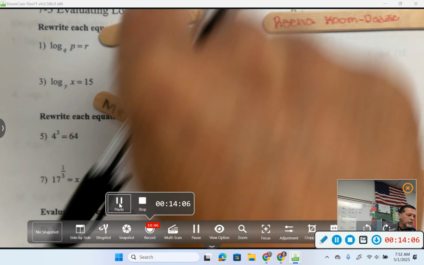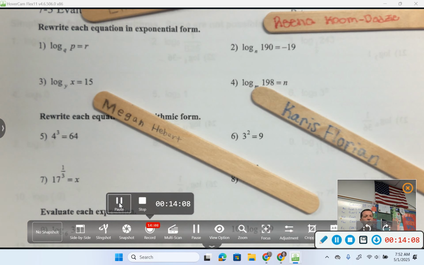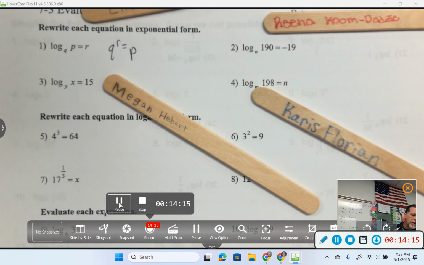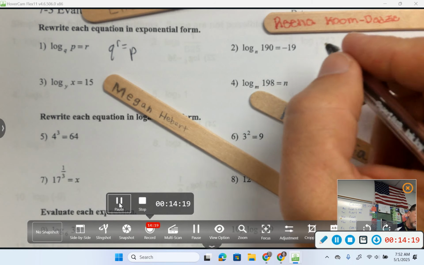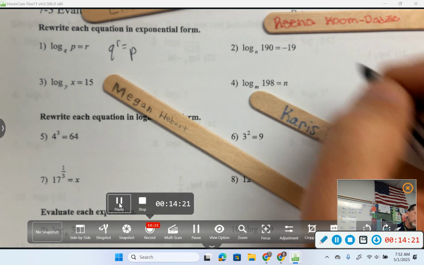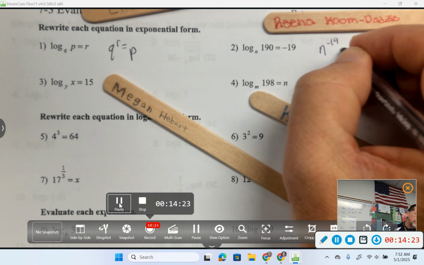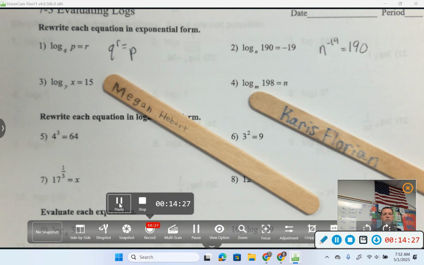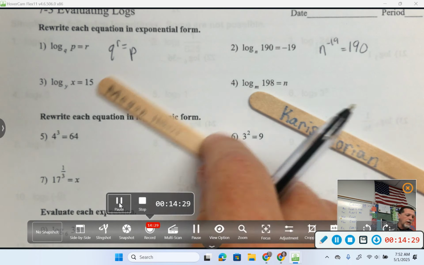Ethan, how about that first one? Just rewrite it as an exponent. That's all you have to do. Q to the power R is P. Q to the R equals P. Marina, how about number 2? Yep. And again, we're not solving these. I don't know that we could solve them. All we're doing is practicing rewriting.